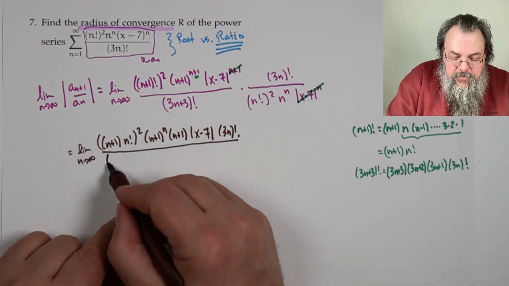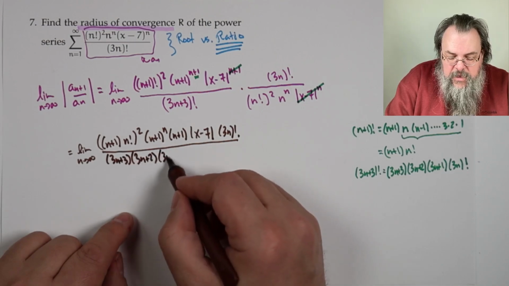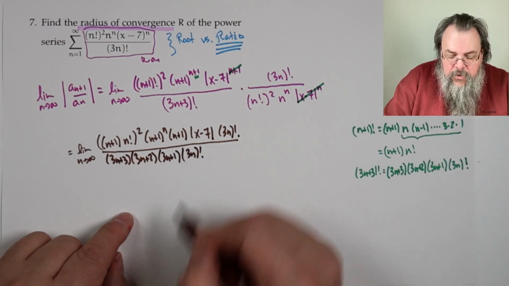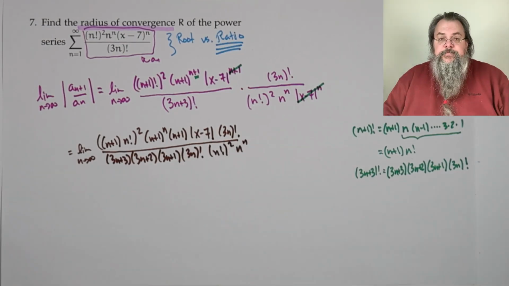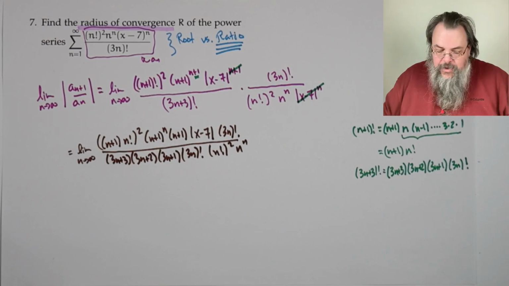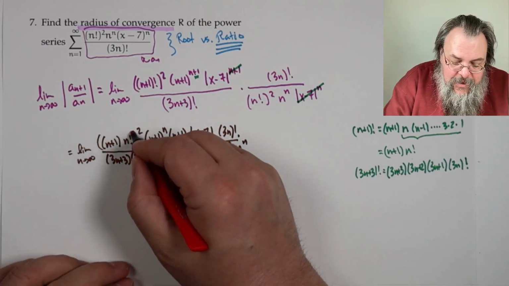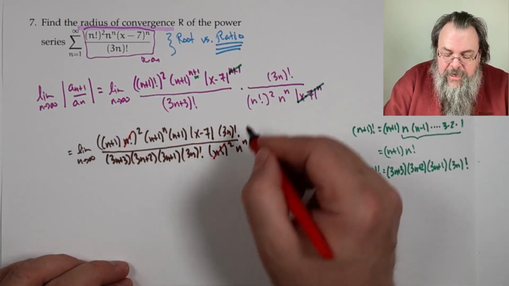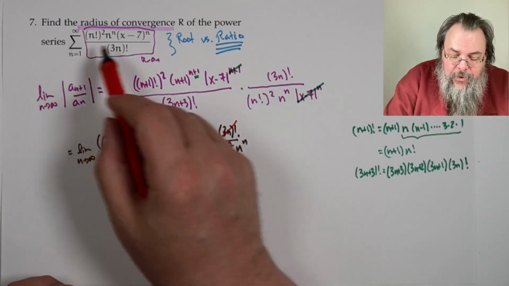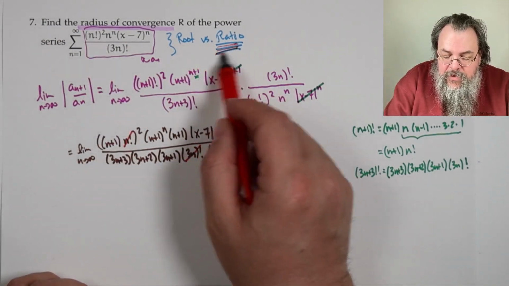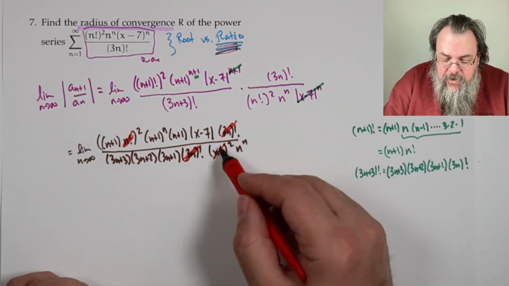Downstairs, we have (3n plus 3), (3n plus 2), (3n plus 1), (3n) factorial, and then we have (n factorial) squared and n to the n. All right, well, some good news. We get more cancellation. And in particular, we can get the factorials to cancel, and life is good. That's why we like doing our ratio test when we see factorials, so that we can get to this stage and say, hey, the factorials are canceling out.